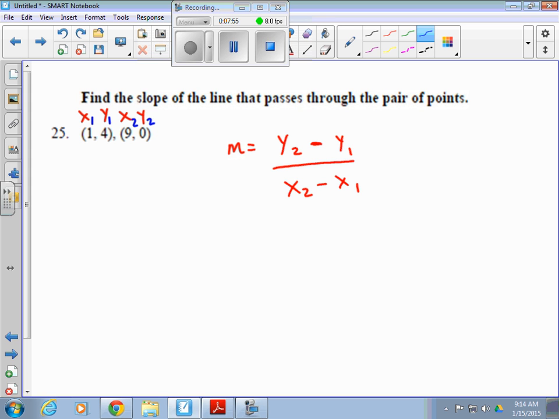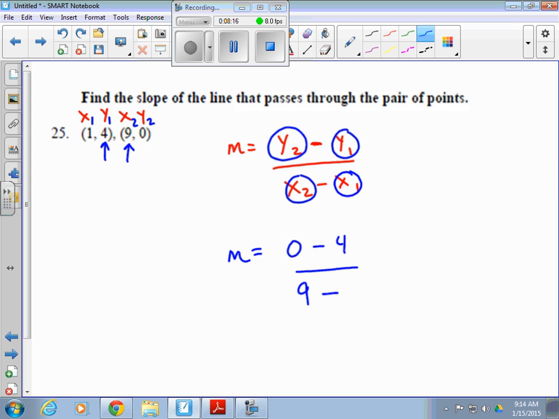The first number it asks you for, we don't know what m is. Y sub 2, we have a value for that, 0. Minus, the next one is y sub 1. That's this one here, 4. Over the next one, x sub 2, that's this one, 9. Minus x sub 1 is 1. So 0 minus 4 is negative 4, and 9 minus 1 is 8.